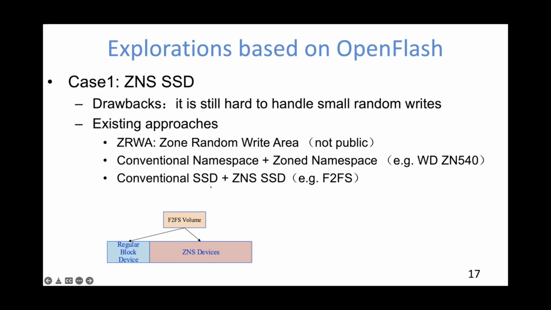The third approach is to use an extra conventional SSD to hold the metadata area of F2FS. And then meanwhile, F2FS uses ZNS SSD to hold the data area. This approach is what F2FS currently does for running on ZNS SSD, but it introduces extra cost as it needs an extra SSD for running F2FS. This is costly.